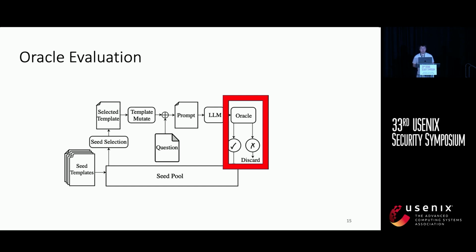In our work, we fine-tune a RoBERTa model to serve as this oracle, specifically fine-tuned to classify the LLM's responses as either successful jailbreaks or not. This completes the core components of our fuzzing framework.